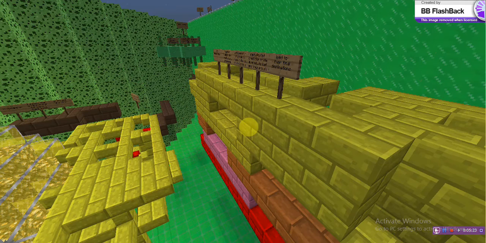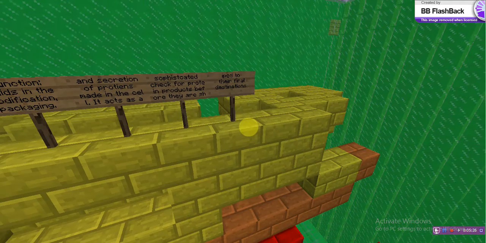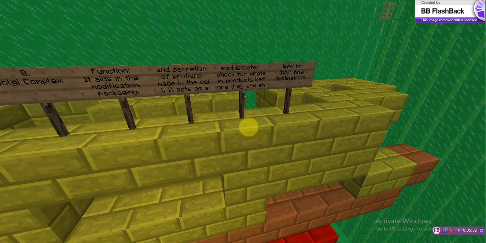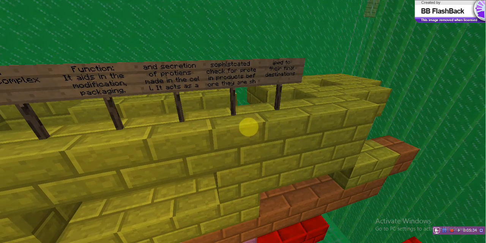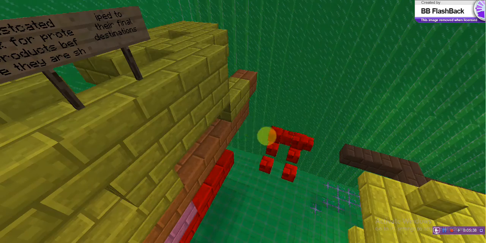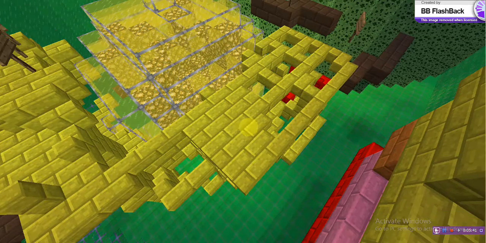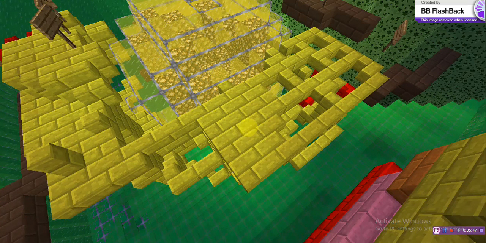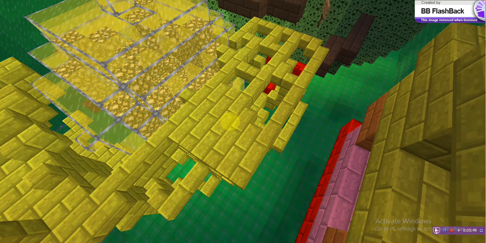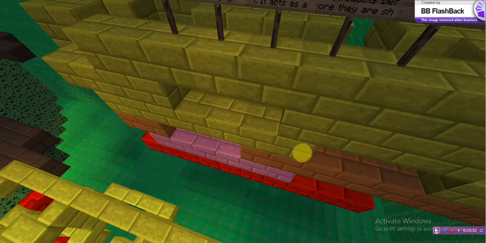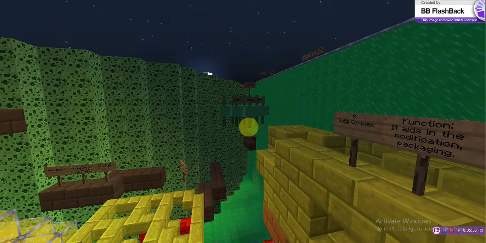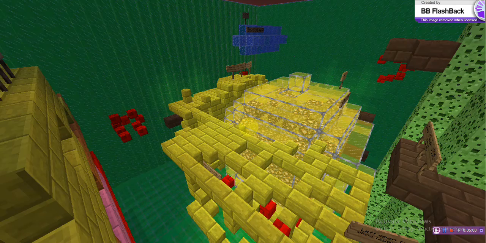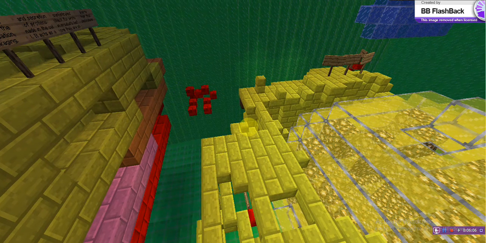Anyways, its function is it aids in the modification, packaging, and secretion of proteins made in the cell. It acts as a sophisticated check for protein products before they are shipped to their final destination. So basically, it's doing a final check on what the smooth ER and the RER, the rough endoplasmic reticulum, are doing. So it's making a final check on those proteins and what the ribosomes are making, and it's making sure everything's in check before it sends it off to the rest of the cell. So before anything goes over here, or over there, it's checking it, sort of like a quality check on a factory line.